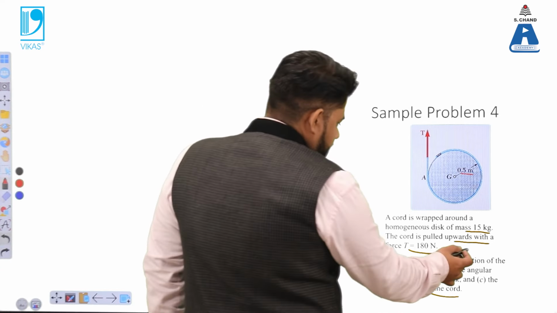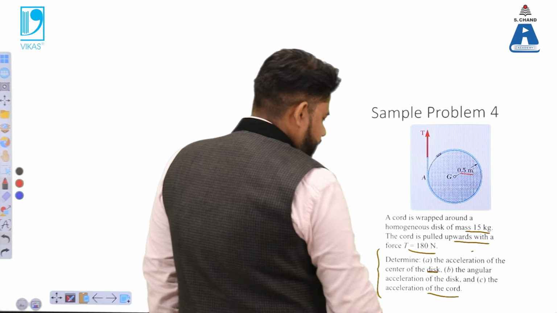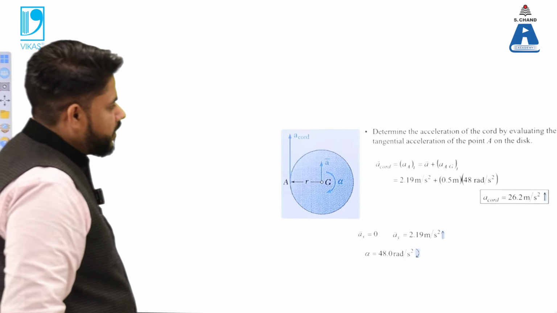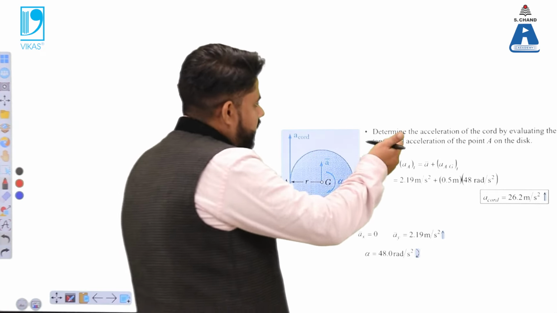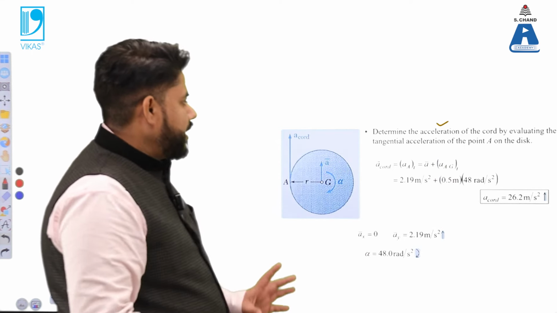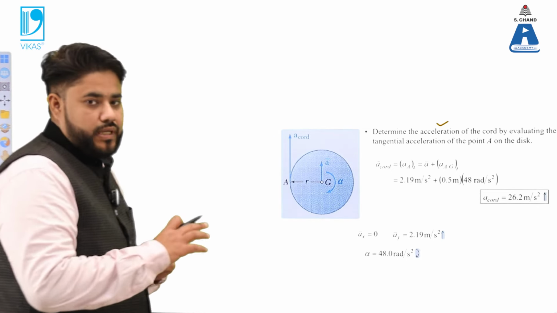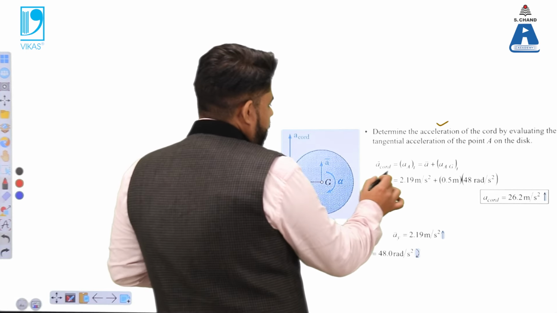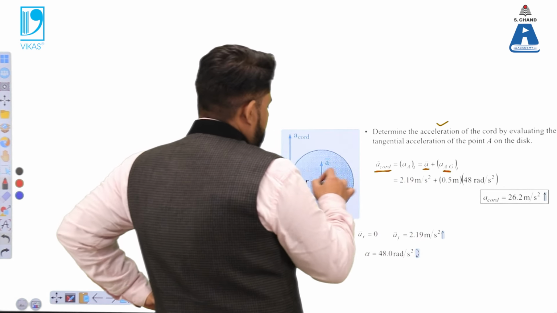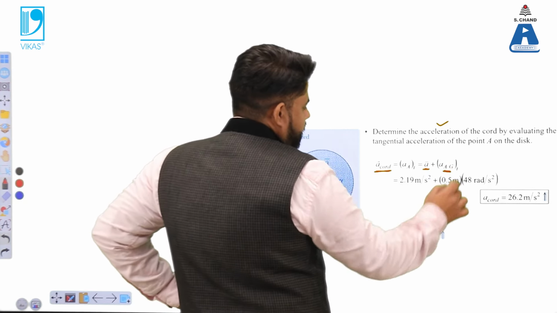So what have we calculated? We have calculated the acceleration at the center, and the angular acceleration of the disk, that means alpha. Now we have to calculate for the chord. The third part is to determine the acceleration of this chord. The chord would have the tangential component of the acceleration acting on the disk. This tangential component is equal to this acceleration plus the acceleration from A to G, which is tangential.